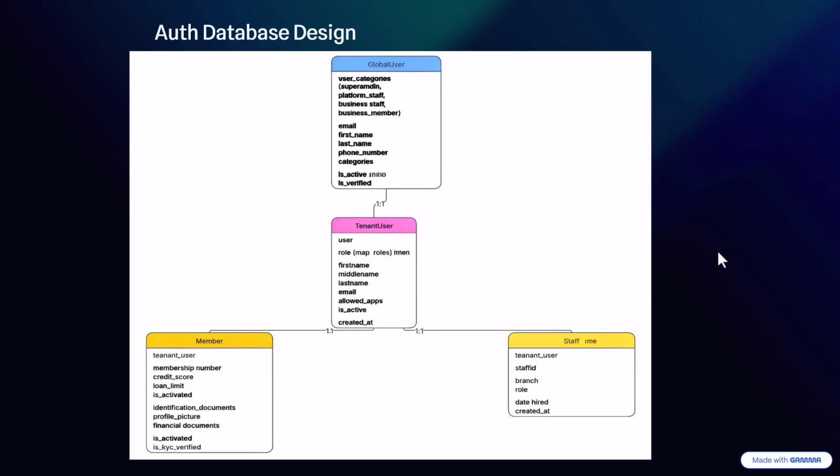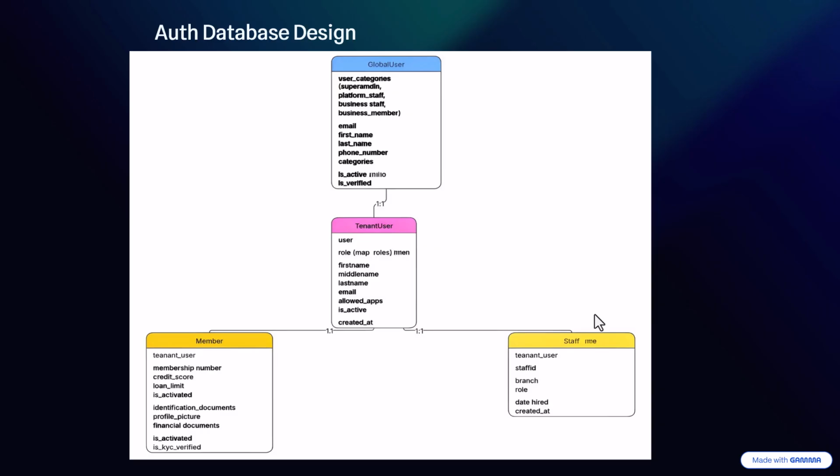So the accounts app is going to stay in public and it's going to have a model called global user. The global user is going to be for the identity. It's going to have different types of roles, for example, the super admin, the platform staff, the business staff, and also the business member. So global user is just for identity. That's why we have very minimal fields over here.